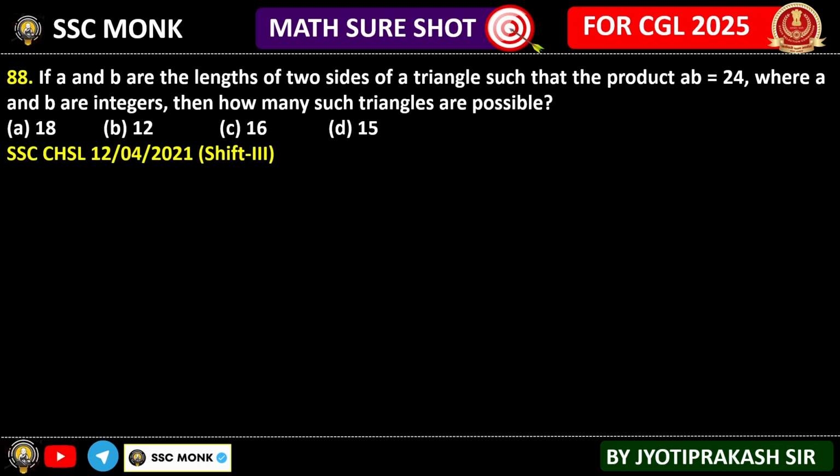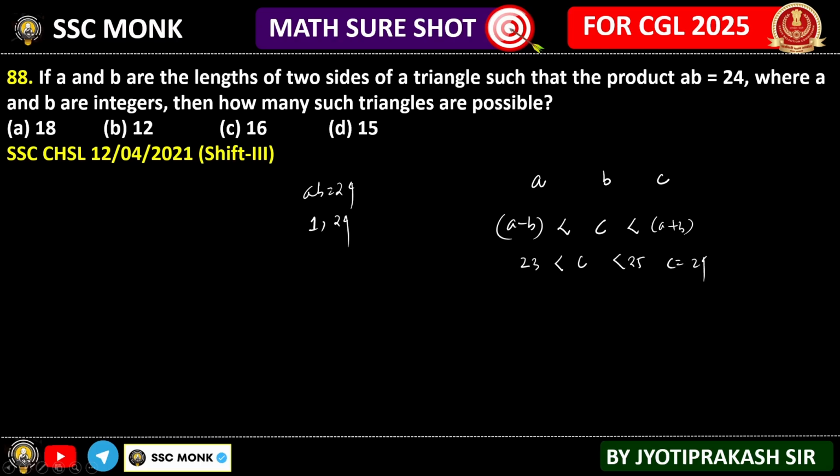Next, if a and b are the lengths of two sides of a triangle such that the product ab is equal to 24, and a and b are integers, then how many such triangles are possible? The goal is simple. For sides a, b, c, a minus b should be less than c, which should be less than a plus b. That's all. Now, ab is equal to 24. Let's say a is equal to 1, b is equal to 24. So this can be written as 23 less than c less than 25. So c value is equal to 24.